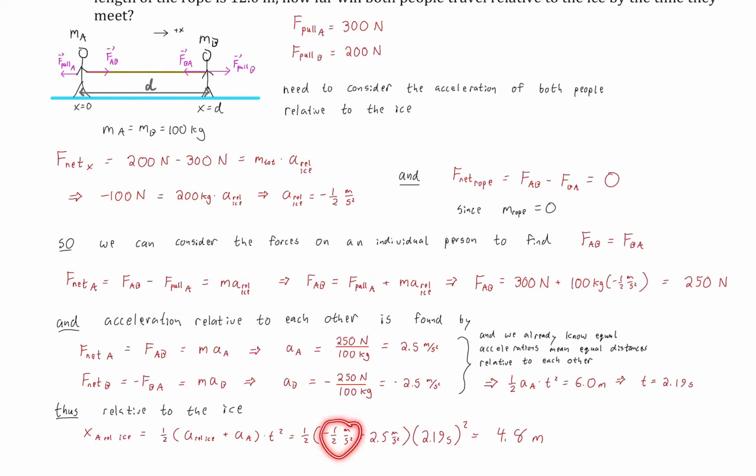The system accelerates relative to the ice in the negative direction at 1/2 meter per second squared. And we know that person A accelerates relative to the system in the positive direction at 2.5 meters per second squared. Thus, relative to the ice, person A is going to move 4.8 meters. And that makes sense, right?